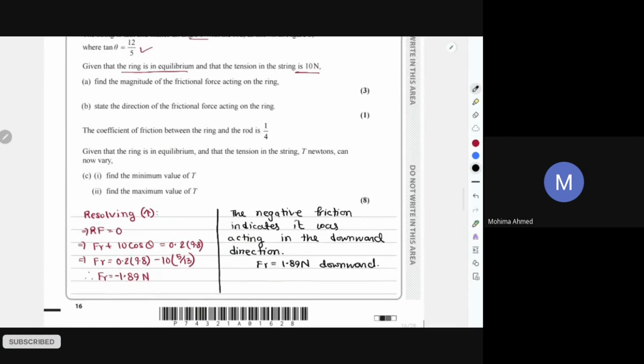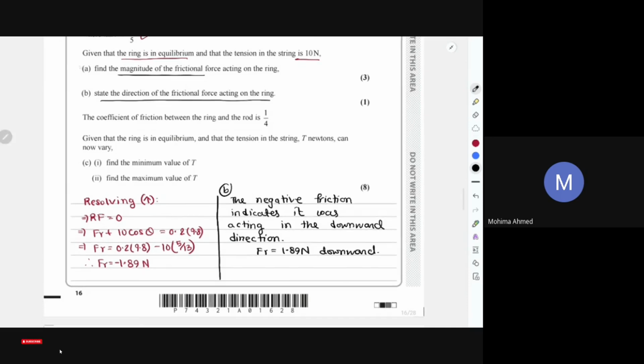And I think in this case they were only asking for the magnitude of the frictional force, right? So direction is eventually not even a matter. And state the direction of the frictional force acting on the ring. This becomes the direction, right? Since I know that according to my assumption, my calculation gave the wrong idea, that means obviously my assumption was wrong. And in my assumption, if I assume friction was acting in the upward direction, in real life it will be acting in the opposite direction, which is downward, right?